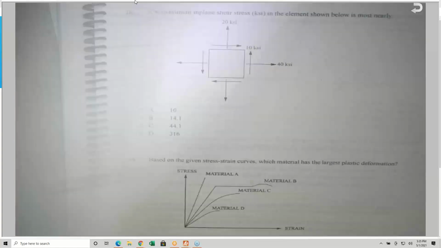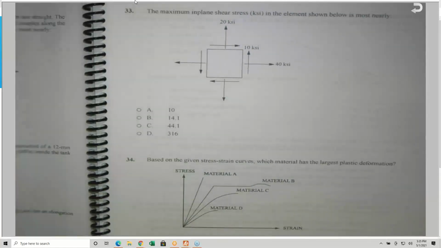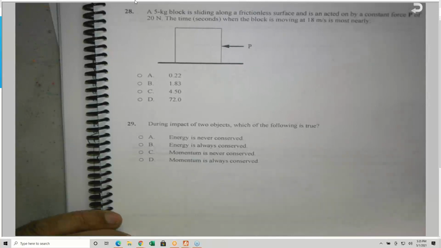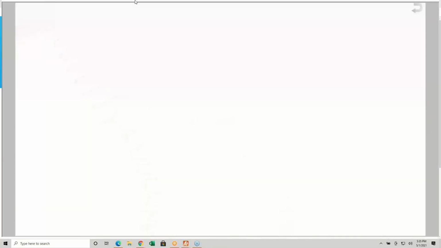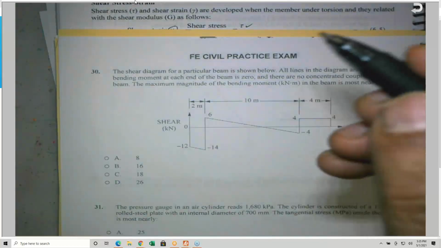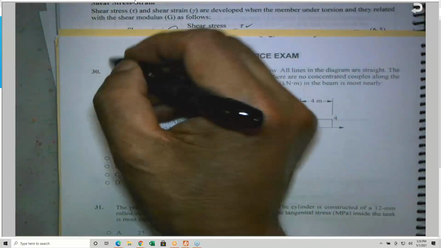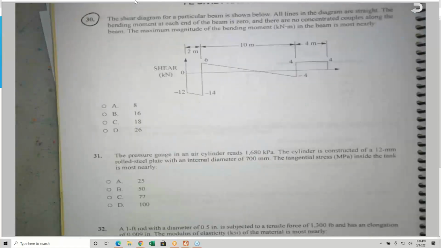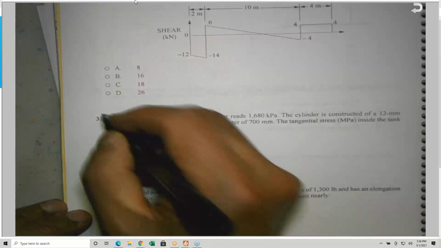As far as the mechanics of materials, where is the starting? Okay, yeah, here it is. This is the first question in the mechanics of materials, question number 30. We'll go over these.